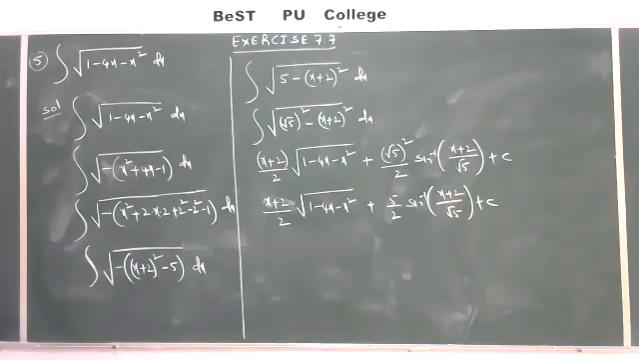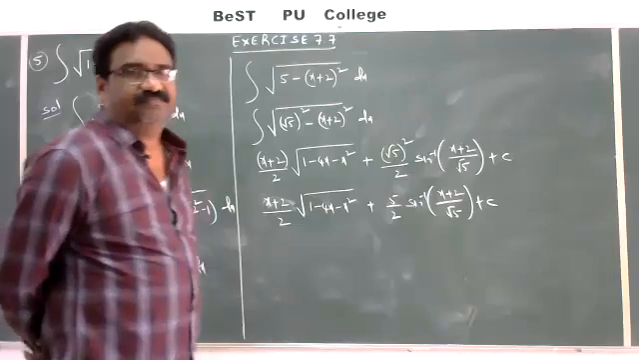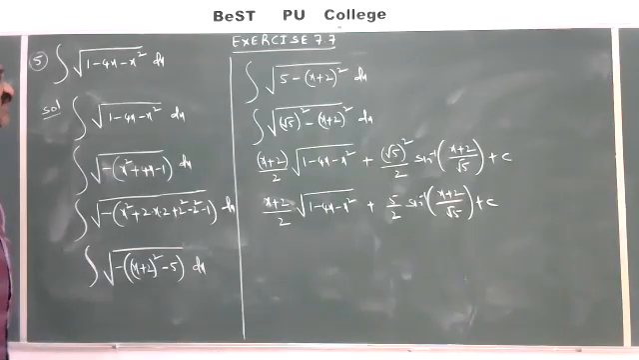So you must remember the formula, integral root of a square minus x square. So integral root of a square minus x square is x by 2 into root of a square minus x square, plus a square by 2 into sin inverse x by a, plus c.